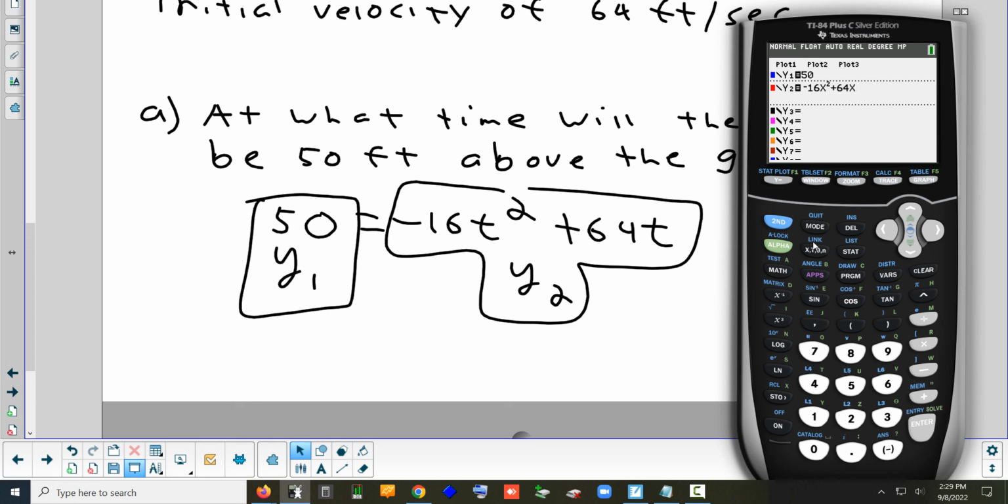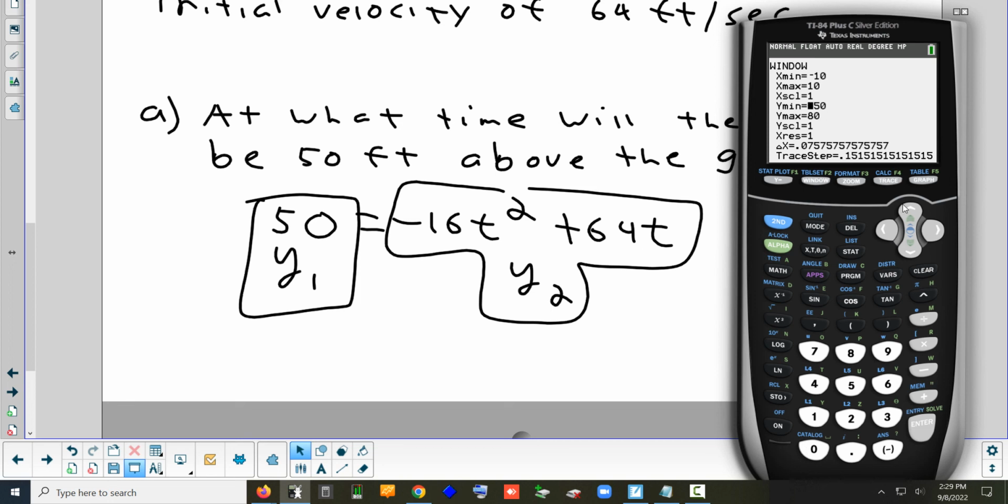Now keep in mind, you're throwing an object. How many times could it hit 50 feet exactly? Twice. Could hit it twice. It could hit 50 feet on the way up, and it could hit it again on the way down. Let's see what happens. So we got to go at least as high as 50 feet. So I would set your y max, I don't know, I'd probably do 80 feet.